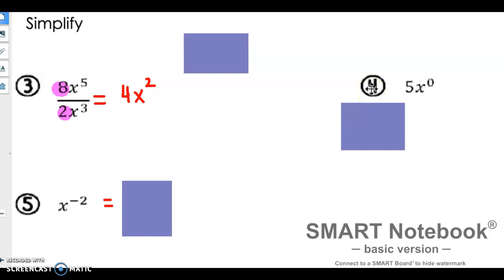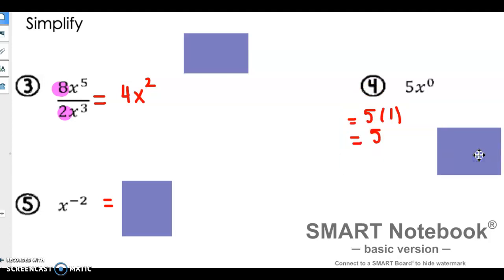All right, and number 4, 5x raised to the 0 power. Well, we know anything raised to the 0 power is just 1. So this turns into 5 times 1, which is just 5.